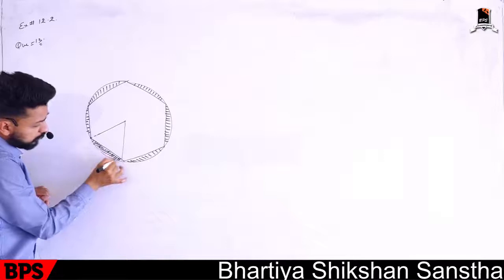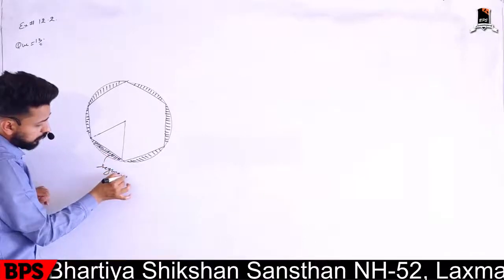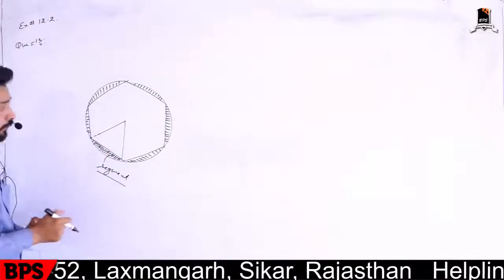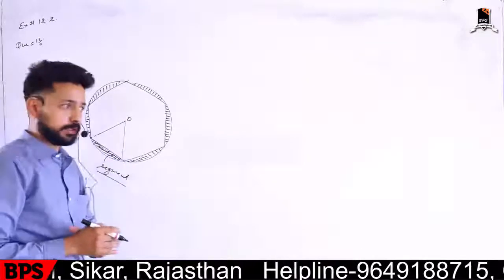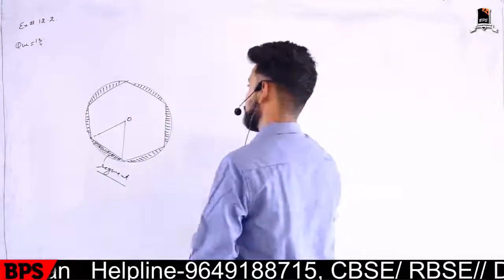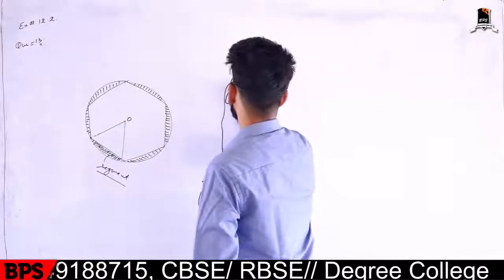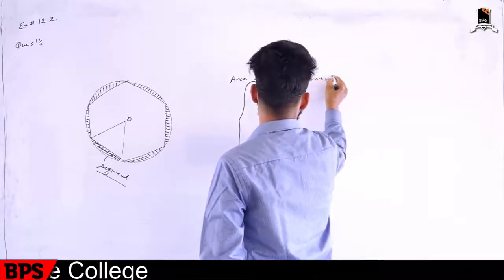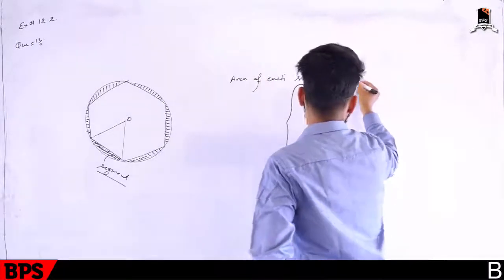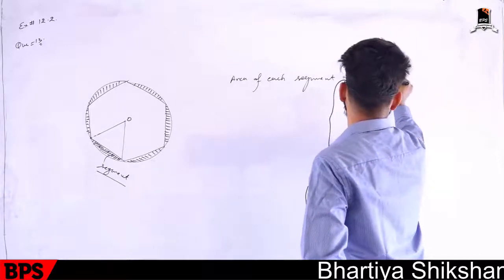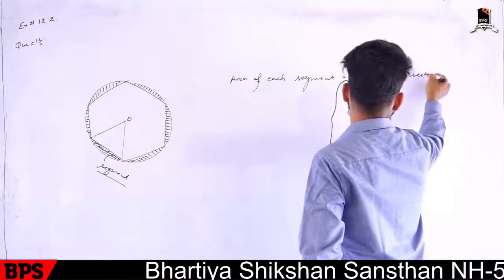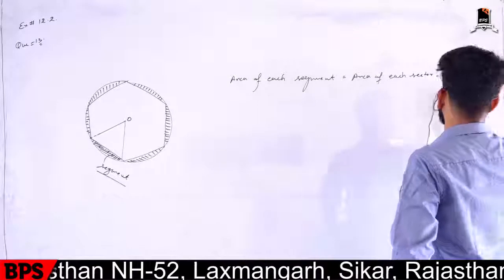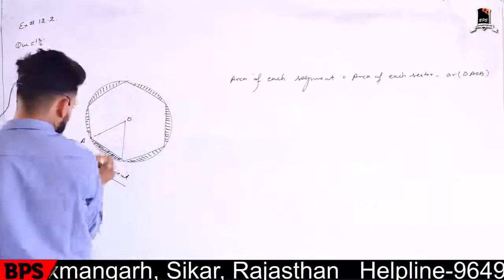segment of the circle. That is a segment of the circle, and that is also a segment. The total number of segments is 6. We have to find one segment and multiply by the 6 designs. So first, the area of each segment is equal to the area of each sector minus the area of triangle AOB. That is A and B.